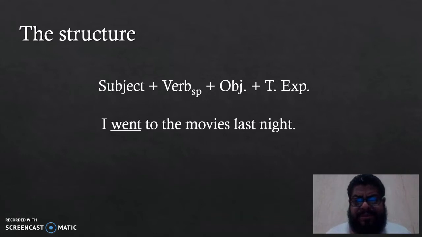Sometimes the time expression can be at the end or at the beginning, or in some cases, the time expression may or may not appear in the sentence, but that depends on other things. But this is the overall structure: subject, verb in the simple past, object of a sentence, and time expression. And here you have the example again: I went to the movies last night. But let's look at the structure in a little more detail.